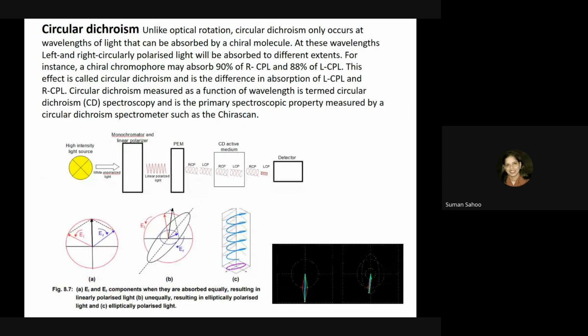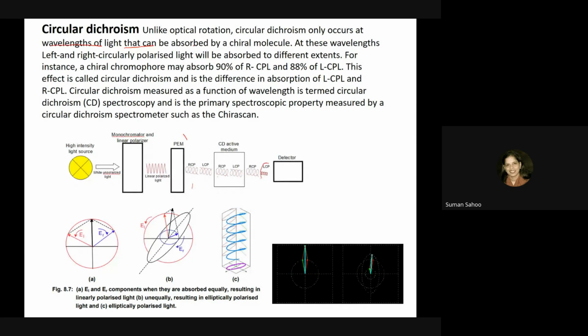So, what is CD? That is circular dichroism. In circular dichroism, we check only the wavelengths of light that can be absorbed by a chiral molecule. So at these wavelengths, left and right circularly polarized light will be absorbed to different extents. For example, we have a compound here. When we pass our linearly polarized light through this compound, the right circularly polarized light and left circularly polarized light will behave differently.